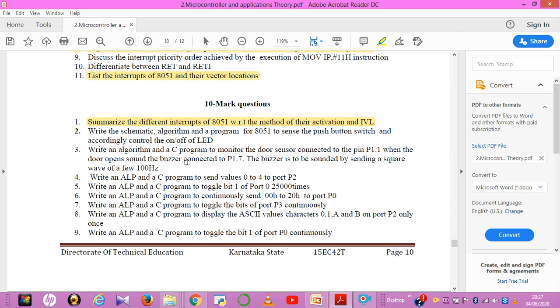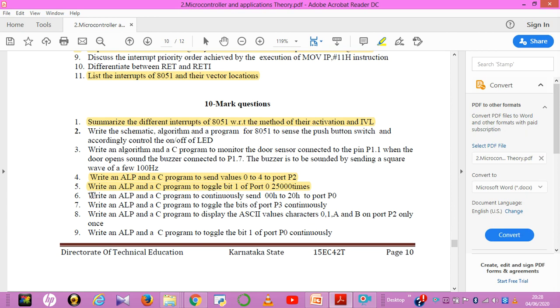Next, here they are going to ask some C programs. Write an ALP, ALP means Assembly Language Program, as well as a C program to send the values 0 to 4 to port P2. Or write an ALP and C program to toggle bit 1 of port 0 25,000 times. I have solved all these questions. Just write the delay with 25,000, and toggle the particular bit, that is P0.1, or continuously.